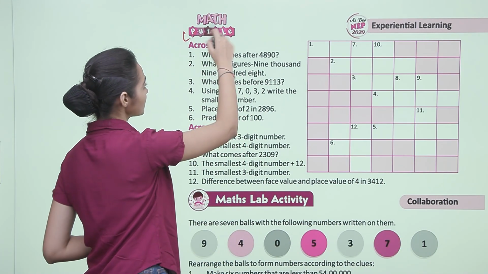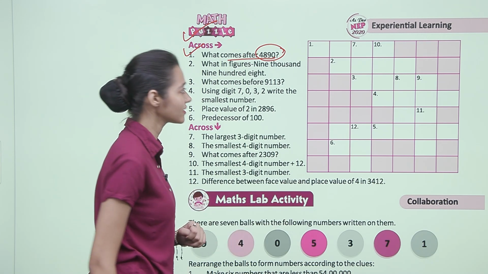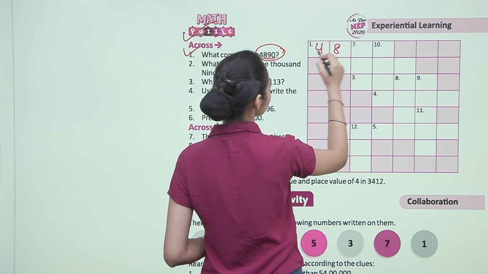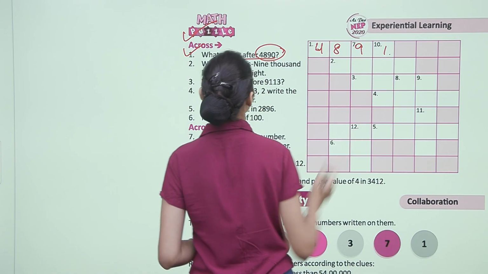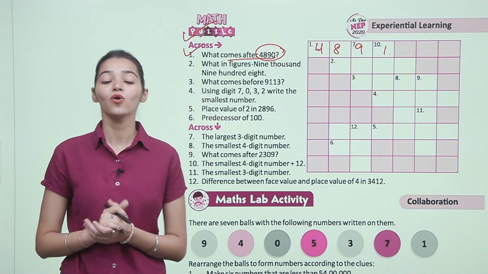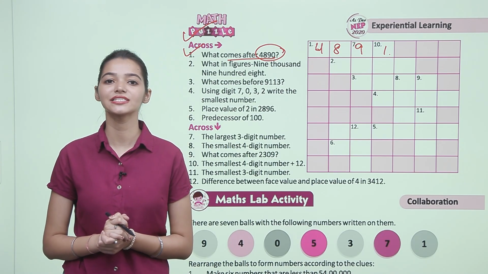Now the next one is the maths puzzle. Across: what comes after 4,890? That is 4,891. That's how you have to complete the whole puzzle. Now I hope you have understood the chapter pretty well. You just have to practice the exercise questions and don't forget to revise this chapter again.